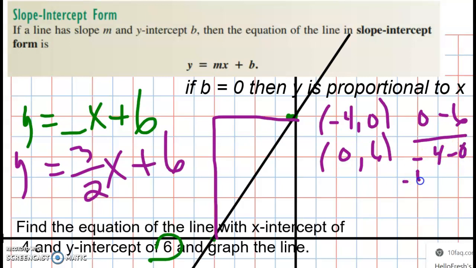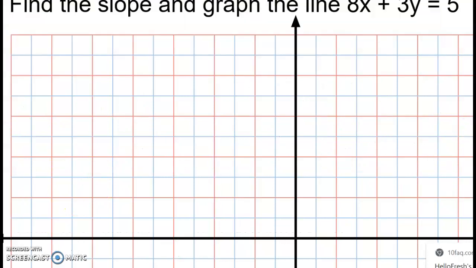So I get -6 over -4. A negative over a negative is positive. So I would have gotten the 3/2 either way. The equation is y equals 3/2 x plus 6. That will give me any point on this line. Okay, if you take any x coordinate and multiply it by 3/2 and add 6, you'll get the y coordinate.